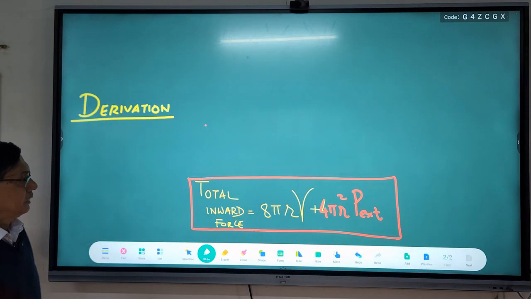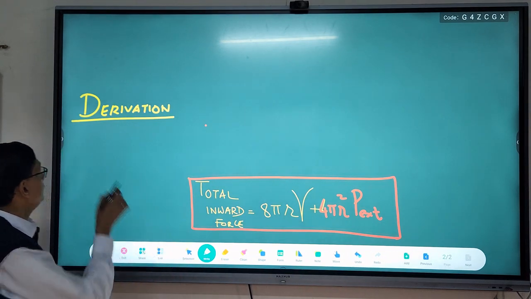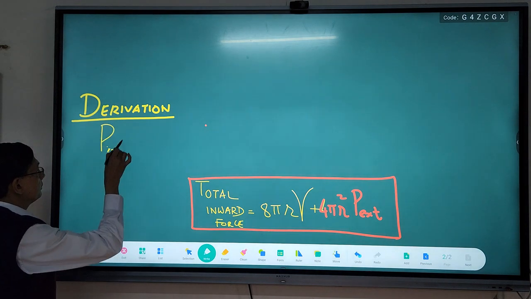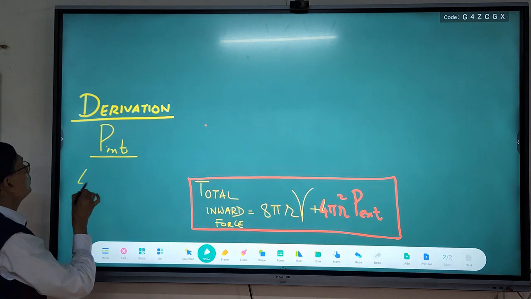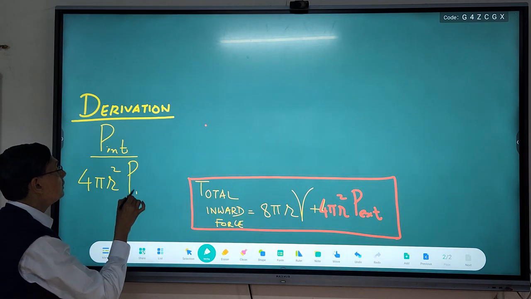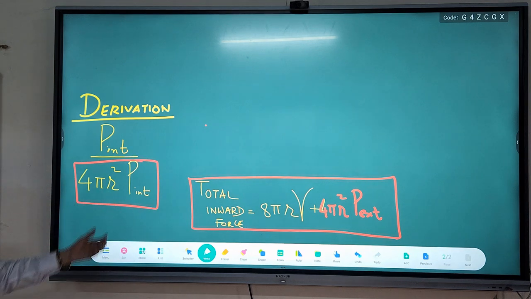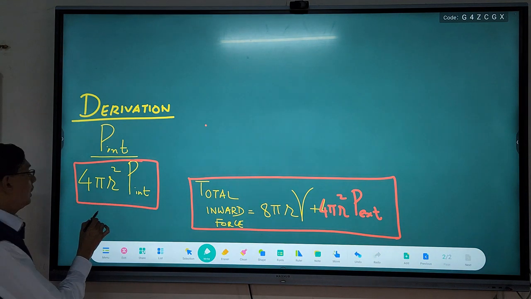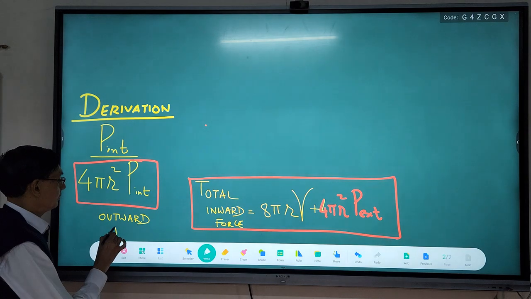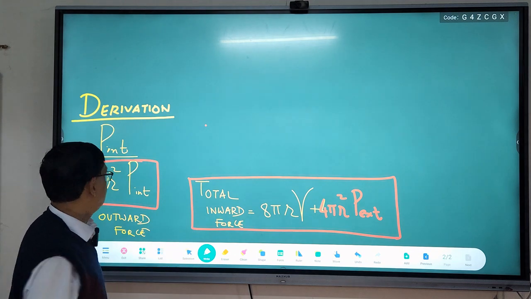Total inward force. The last step is that there must be an equilibrium between the inward force and the outward force due to the internal pressure, that is 4 pi r square P internal. So there are two equations: one is the outward force and another is the inward force. So we have to balance these.